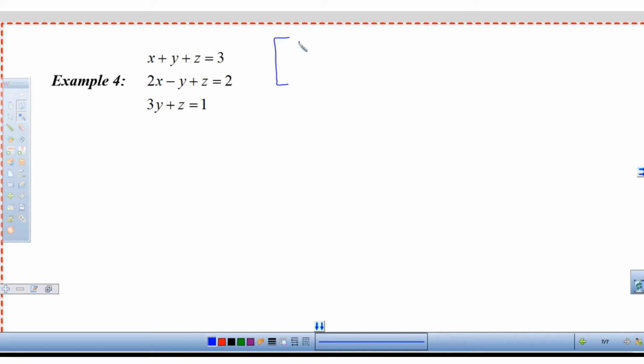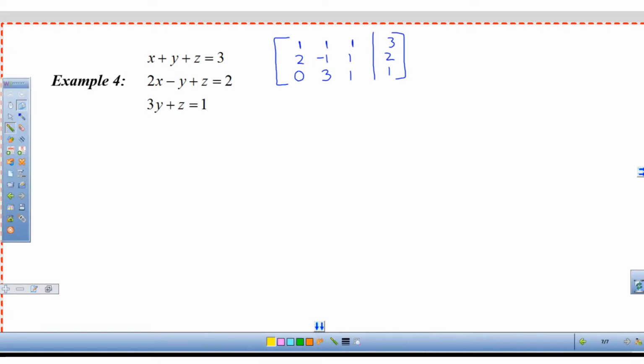Example 4. 1, 1, 1, solid line, 3. Underneath, 2, negative 1, 1, 2. Underneath, be careful. Okay, you've got to be careful here. There's no x, so the 0 comes first, then a 3, then a 1, and then a 1. Okay? If you want to, you can switch rows right now.